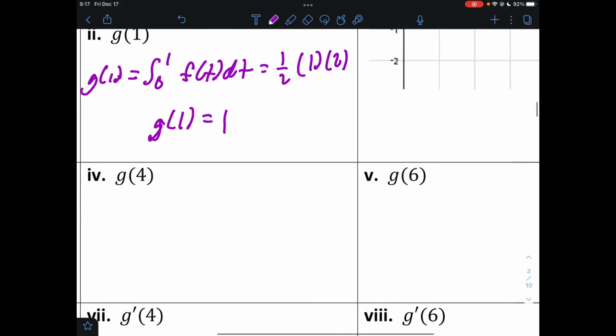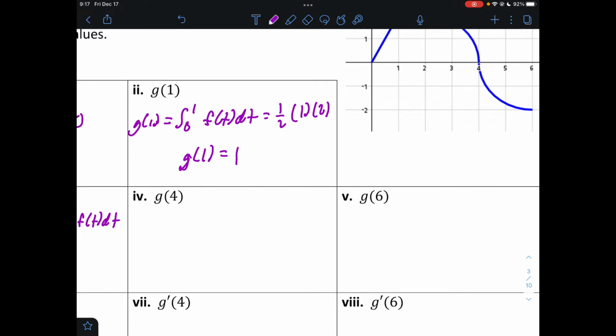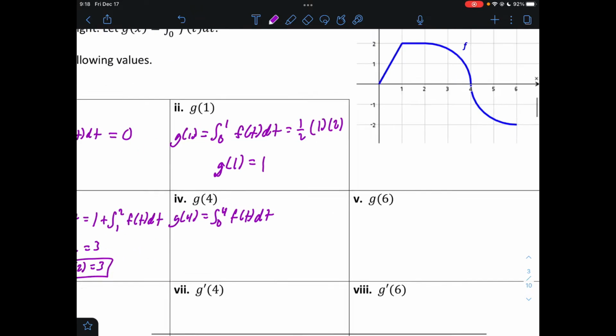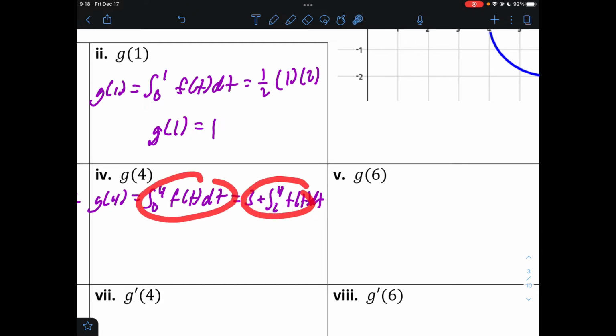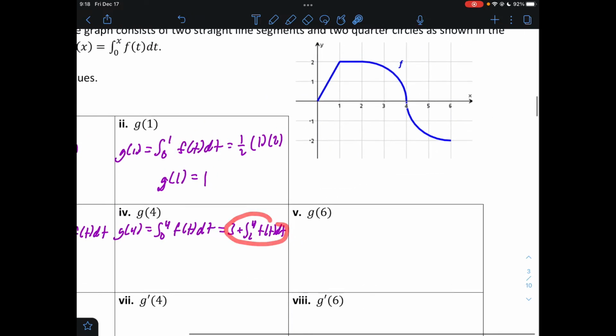All right, so now we have g of 4. We could do g of 4 equals the integral from 0 to 4 of f of t dt. Or, since we already know g of 2 is 3, we can do 3 plus the integral from 2 to 4 of f of t dt, using the net change theorem. Either one will work just fine. This one is going to be a lot easier, because if we did 0 to 4, we would have a couple different shapes. But from 2 to 4, there's only one shape we need.